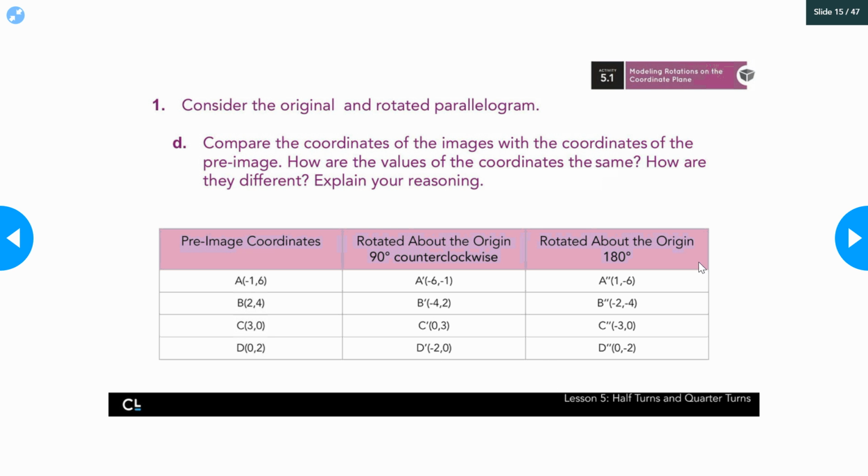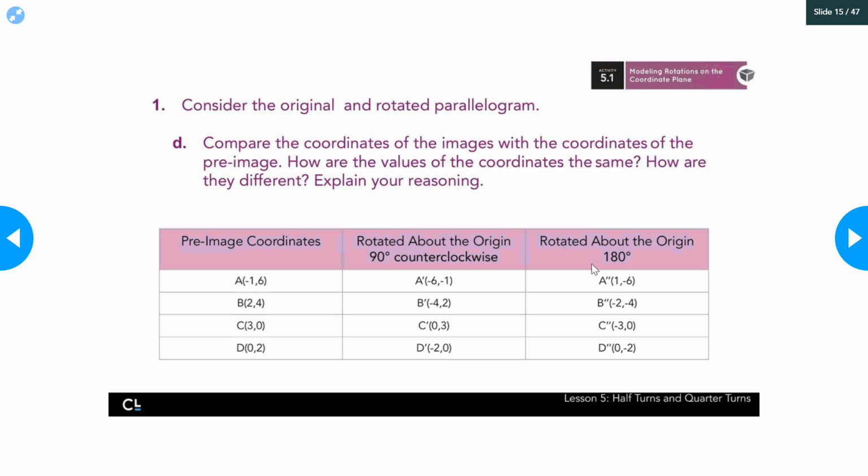Now let's check out the rule for rotating about the origin 180 degrees. I went from -1, 6 to +1, -6. +2, +4, -2, -4. +3, 0, -3, 0. And then 0, +2 to 0, -2. Now all of my x's and y's stayed in the same place, but it seems like everything is changing signs.